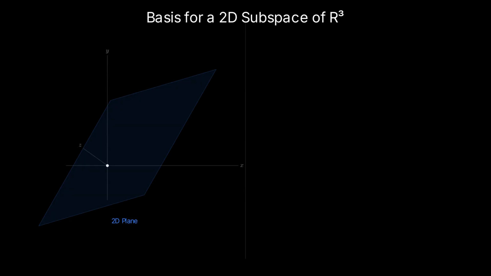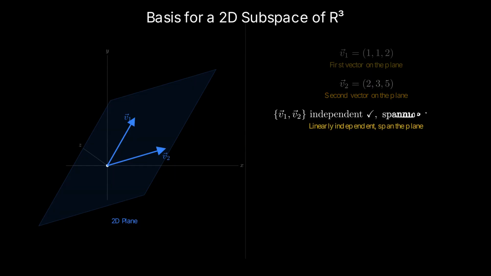Now let's consider smaller spaces. Take just two vectors, v1 equals 1, 1, 2, and v2 equals 2, 3, 5. These two vectors span only a plane through the origin, a two-dimensional subspace of R3.